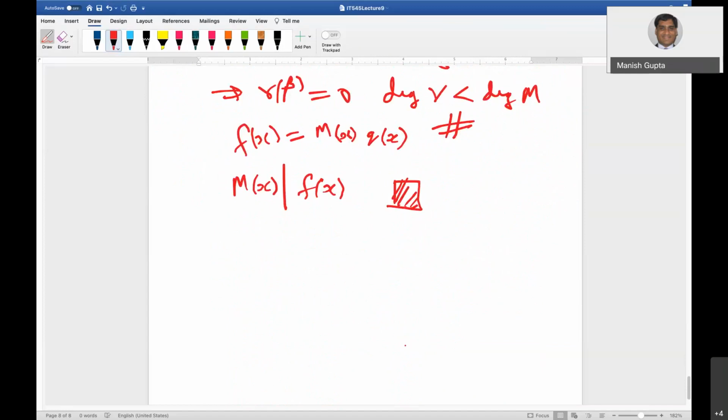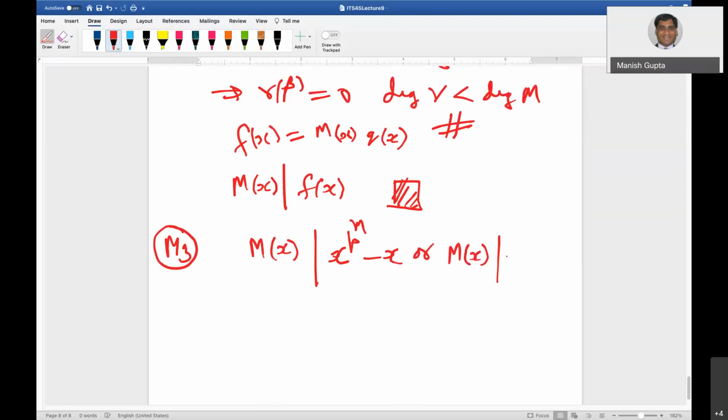Next, the third property that I would like to mention is that m(x) divides x raised to power p raised to power m minus x, or I would say that m(x) divides x raised to power q minus x. Can you tell me why this will happen? Yes, Komal, can you tell me? Can you hear me? Tell me, why will this happen? m(x) will divide this polynomial.